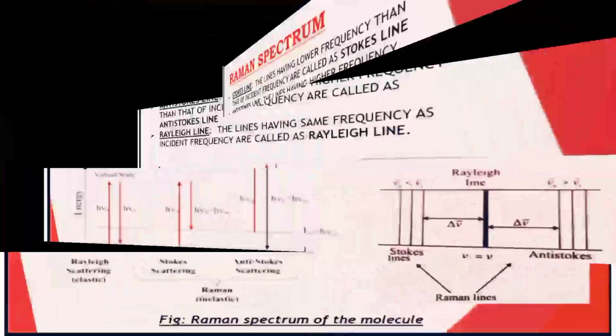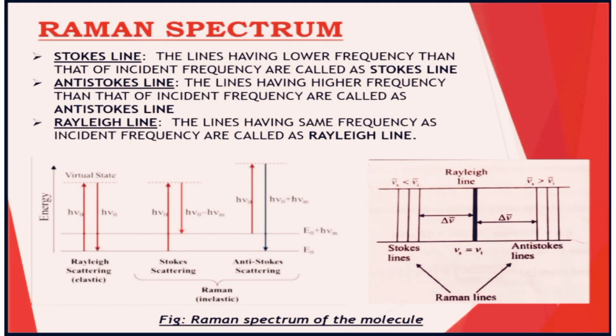Now next one is the Raman spectrum. In a Raman spectrum there are three types of line: Stokes line, anti-Stokes line and Rayleigh line. The line having lower frequency than the incident frequency is called the Stokes line. The line having higher frequency than the incident frequency is called the anti-Stokes line. The line having the same frequency as the incident frequency is called the Rayleigh line.